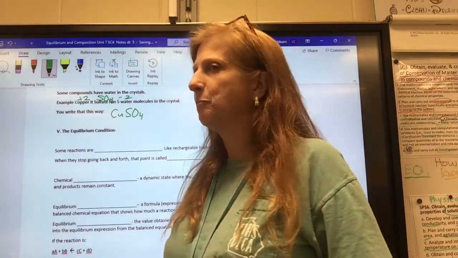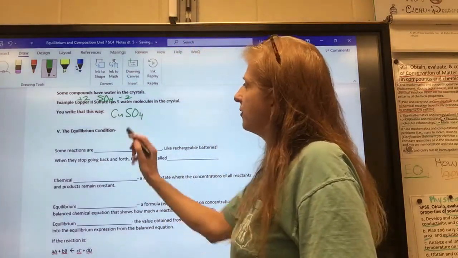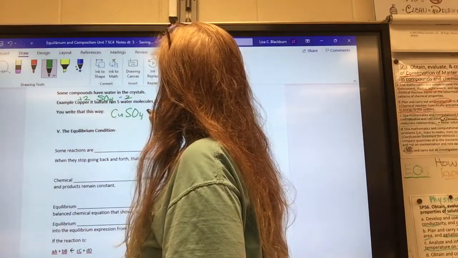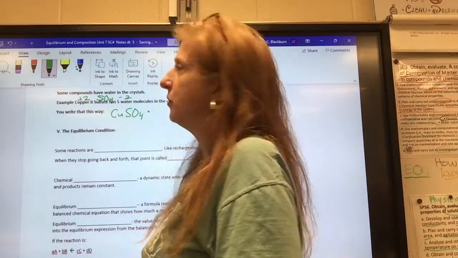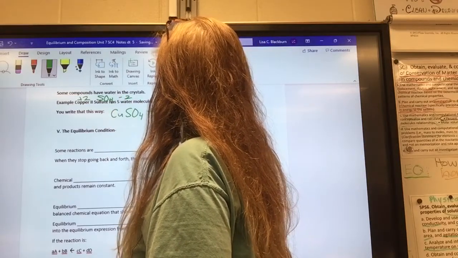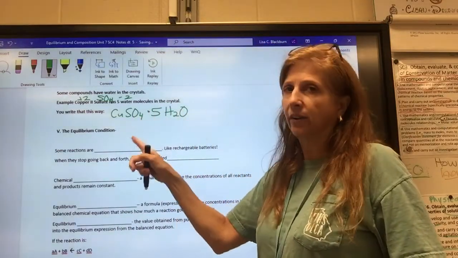I think it might be copper sulfate. Wasn't that our limiting reactant one? All right, so it's copper sulfate plus it's got water. So how it's written is that you put a dot right there for times, and it's got 5 water, so you put 5 H2O. That tells me that this has got water in it.